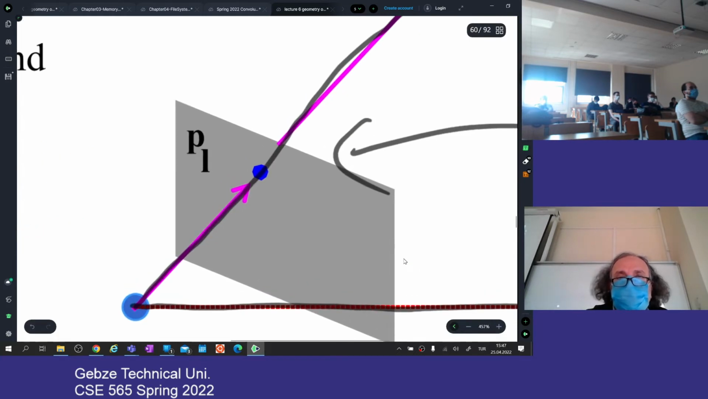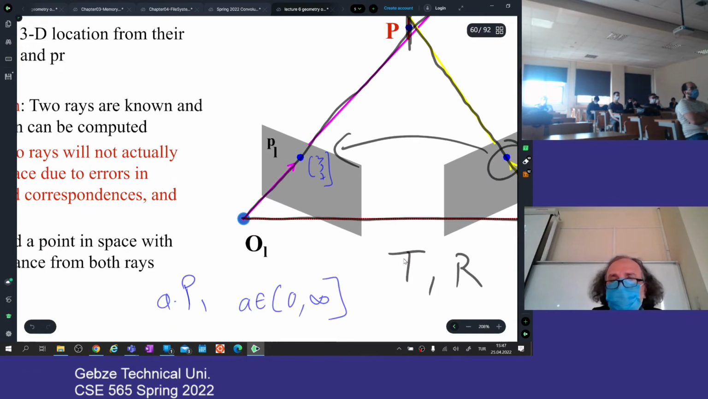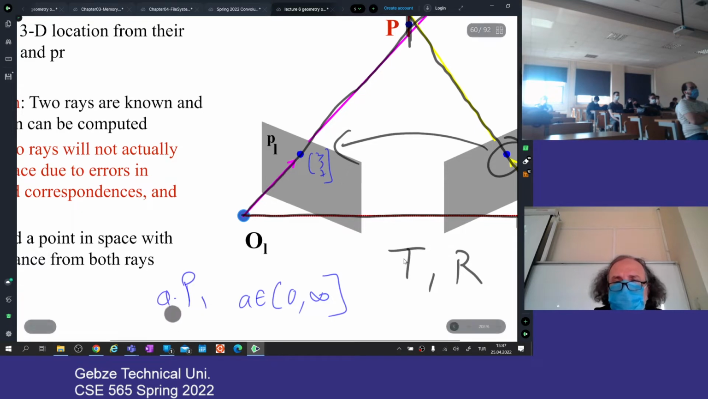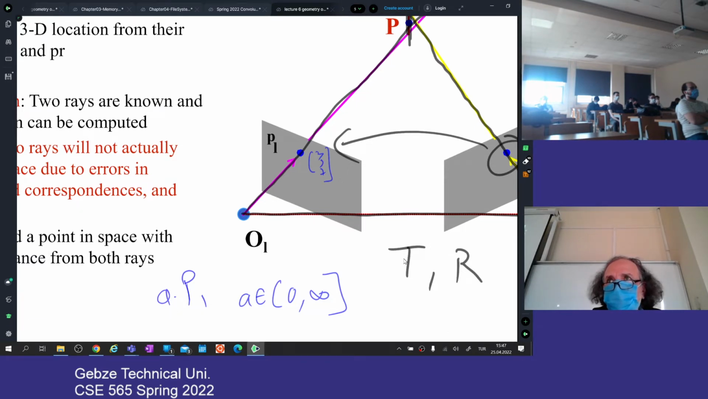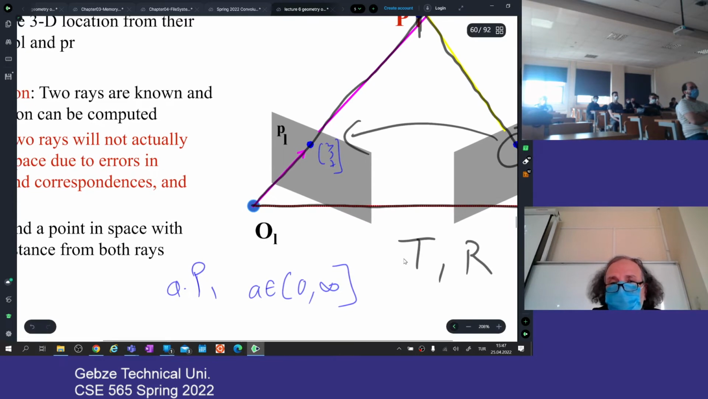Let's say this PL is 3, 5, 7. If A is 0, then what? Just say 0, 0, 0. So what is 0, 0, 0? OL, right? Okay, this is OL. So if A is 0, then I would get OL.